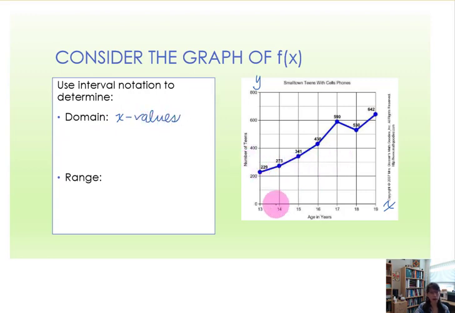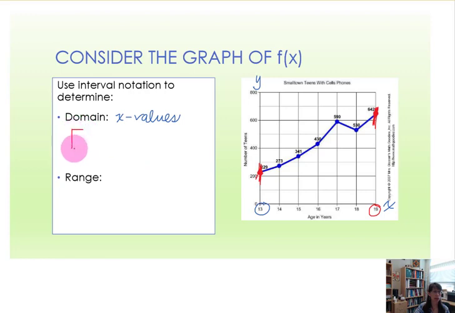So looking at the graph and the x-axis, I can see the smallest value is 13, and that corresponds to this first dot on the graph. And then we move along the graph and it stops right here. So the corresponding x value there is 19. So anywhere between 13 and 19, we would expect to see this graph.